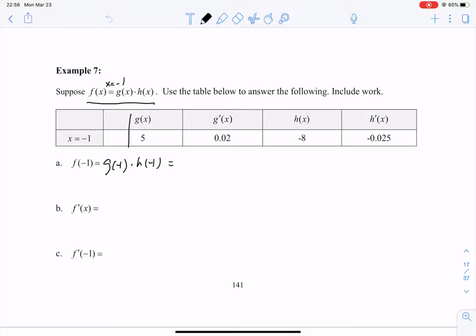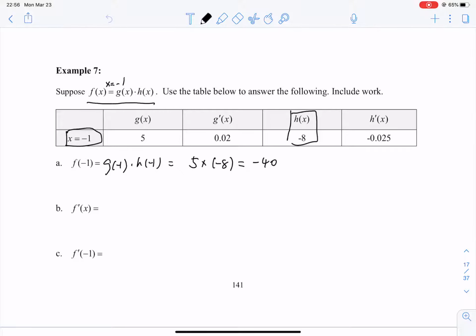Then what is g of minus 1? This table, the first one means g of x equals 5 when we are given x equals minus 1. So that means g of minus 1 equals 5. This is what this part tells us. And what about h of minus 1? We have to use h of x when x equals minus 1. So h of minus 1 is just minus 8. So we have minus 40.